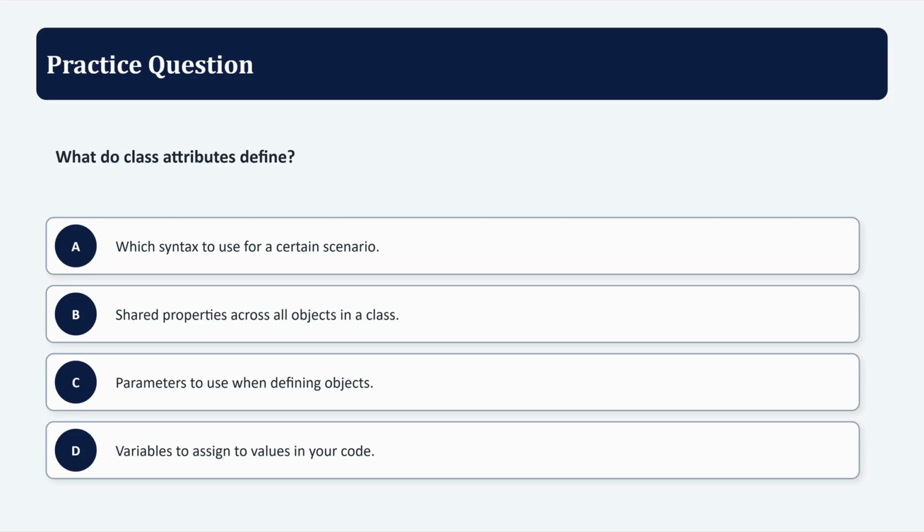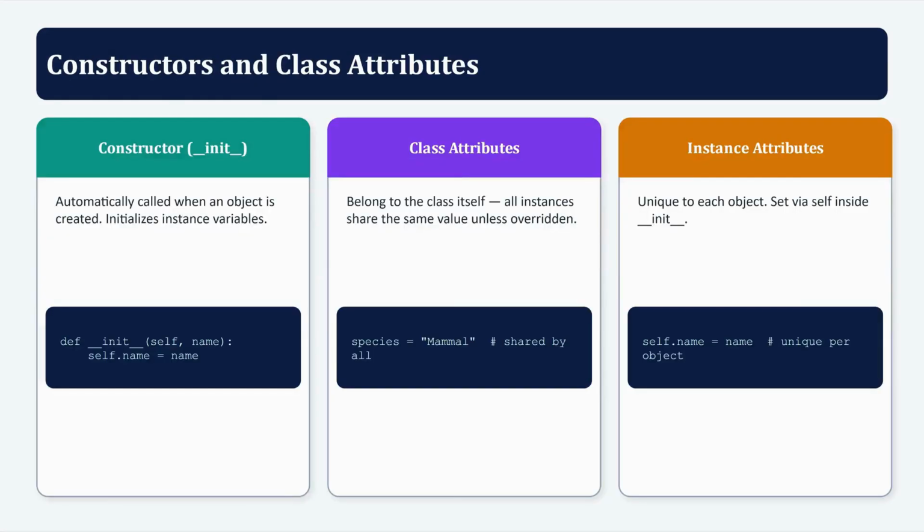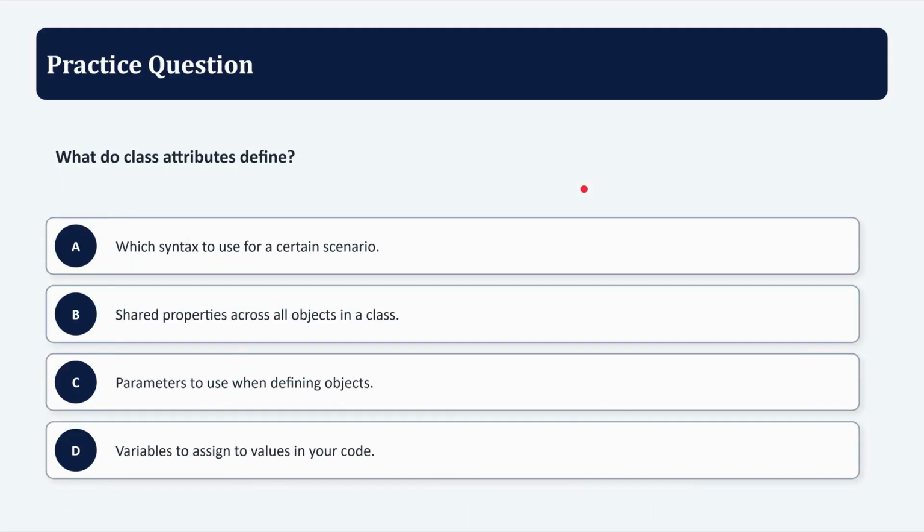So, class attributes define... we can actually go back to the different attributes. So we have a constructor, a class attribute, and an instance attribute. And the class attribute means that all instances share the same value unless overridden, which is exactly what this one is. Shared properties across all objects in a class.